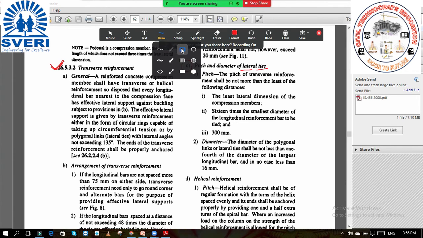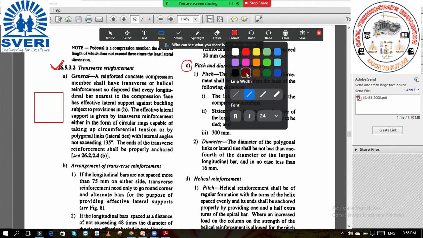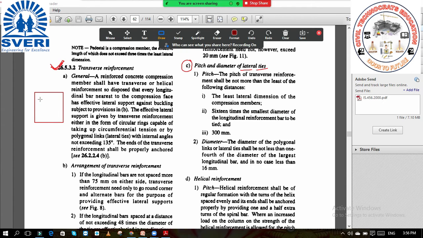What do lateral ties mean? Suppose now this is the column, and in this column the lateral ties means stirrups. Another name for the stirrups is the lateral tie. So this is the lateral tie. This is called lateral ties, or this is also called stirrups.